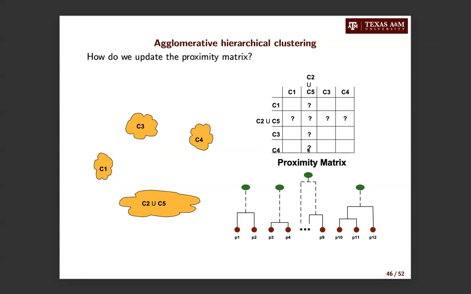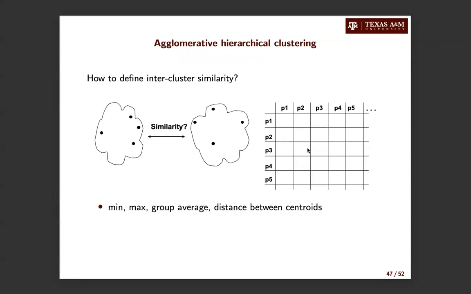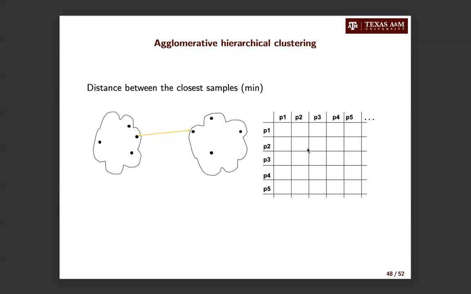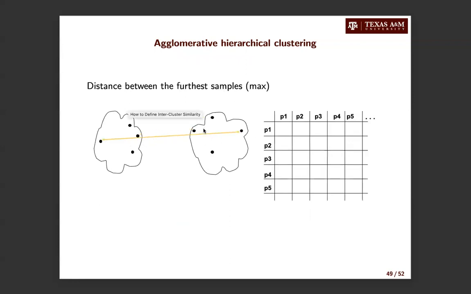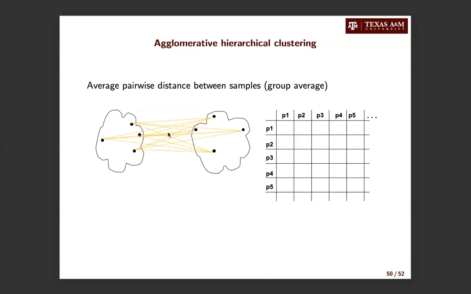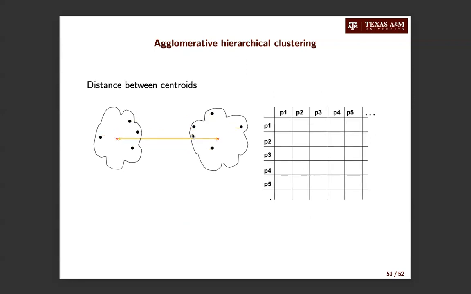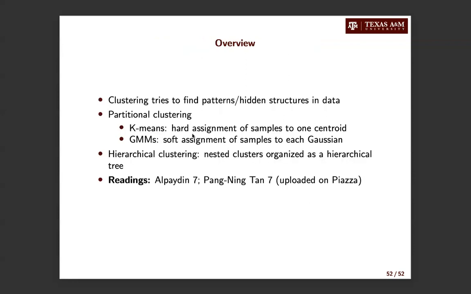A key question here is how we can compute the intercluster distance or intercluster similarity, and there are a few ways to do that. First of all, we can compute the distance between the closest samples, meaning if we have those two clusters here, we can just compute this distance, which corresponds to the closest samples. We can also compute the distance between the samples that are furthest from each other between the two clusters, as well as the average pairwise distance of all the samples that belong to that cluster. This is pretty much a design choice, as well as the distance between the centroids of the clusters.